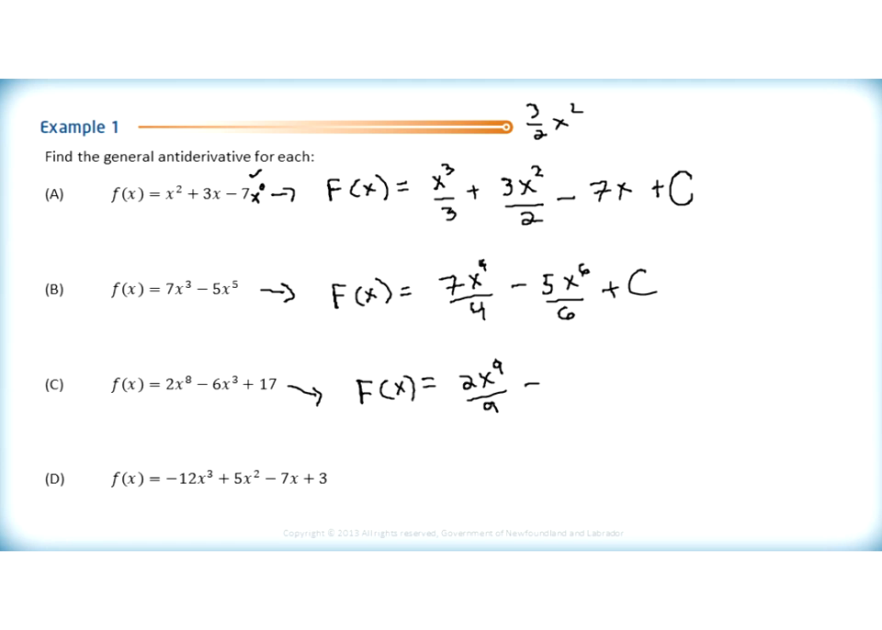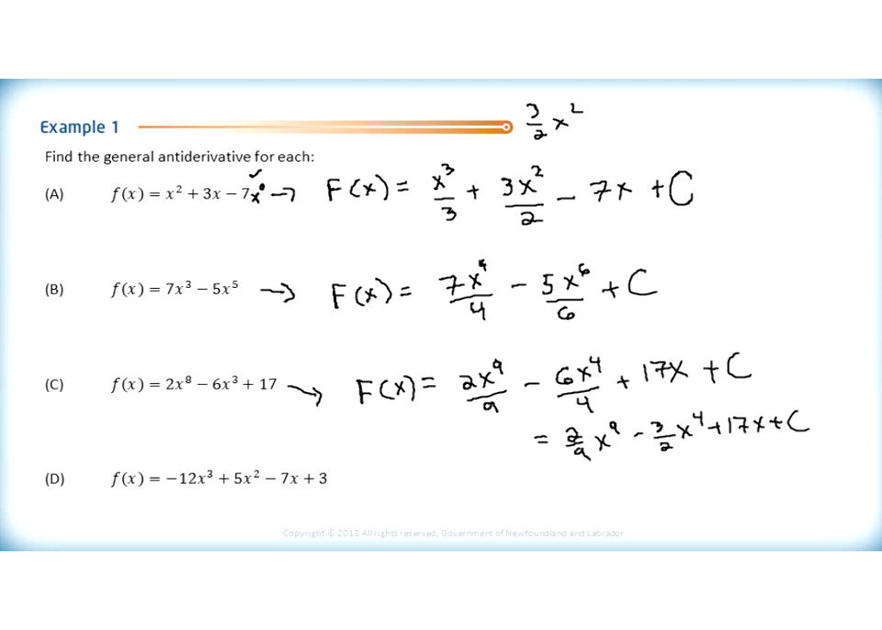minus 6x cubed will become 6x to the power of 4 over 4, which I should reduce, and we'll do another step with this one, and then plus 17x, and then plus my arbitrary constant. So I'm going to just take one more step with this one to make sure I've got it reduced properly. So I've got 2/9 of x to the power of 9 minus 3/2 of x to the power of 4 plus 17x plus our arbitrary constant.